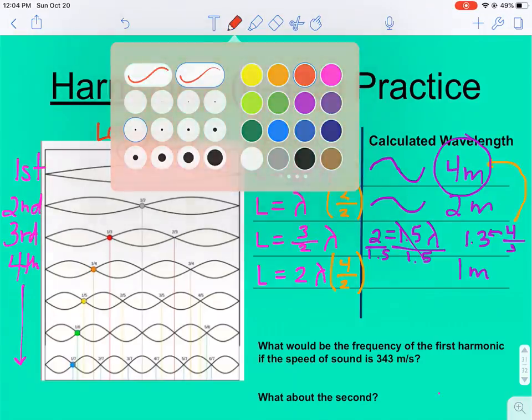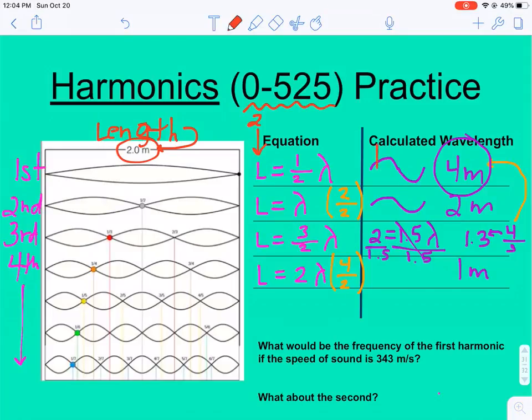Something to notice, and a trend to maybe write down, is that increasing in harmonic number leads to decreasing wavelength and increasing frequency. If we think about frequency, that is pitch. Increasing frequency, increasing pitch, higher notes. That's that versus the E.